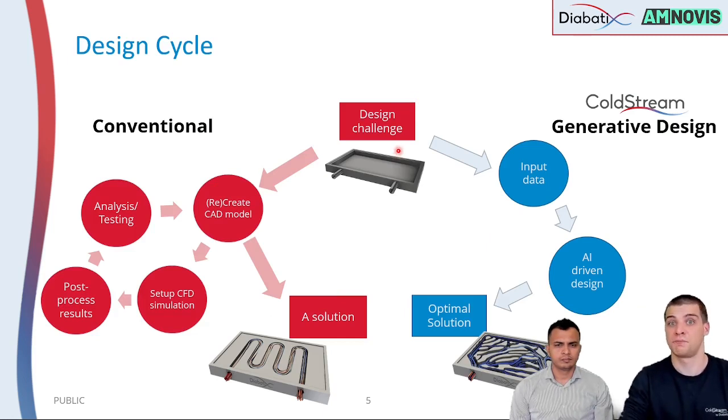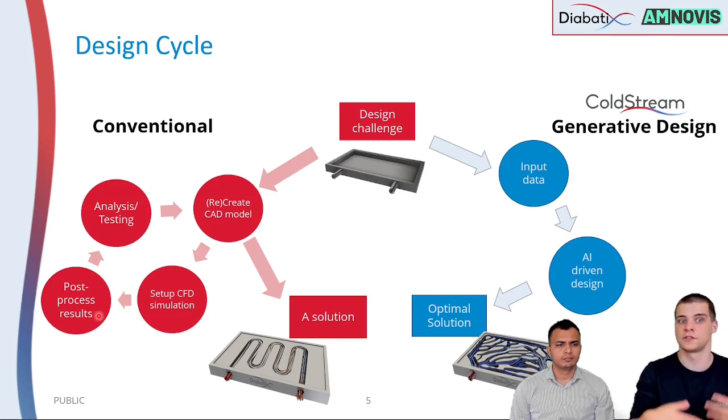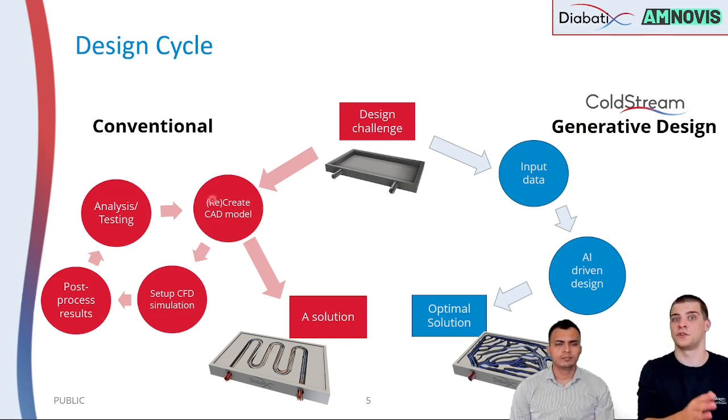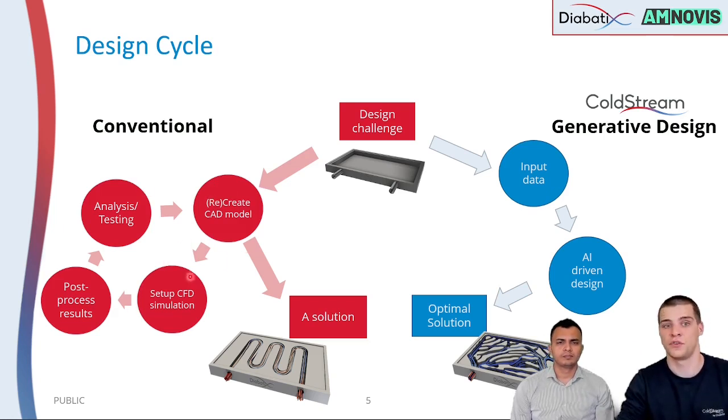This slide perfectly captures where we break away from the conventional design cycle. On the left, you have the conventional design cycle, where you start from an empty design, then you create a first CAD model, run some CFD simulations to get the thermal performance. You have to post-process those results and do some analysis of those results. Then based on those results, you recreate a CAD model to go through this cycle again until you're satisfied with a conventional design, for instance, this S-shaped design.